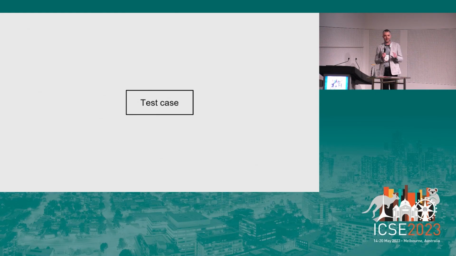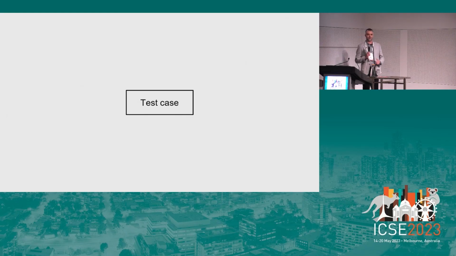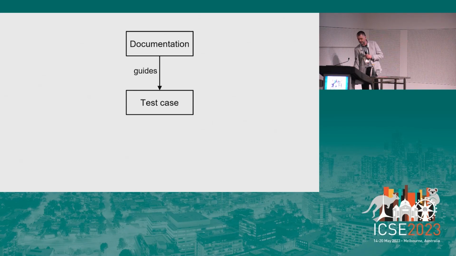So unsurprisingly, at the center of all of this, we have the test case. What's a test case? You all know this already, of course. It describes a set of inputs and a list of expectations, provides the inputs to the program under test, and compares the output against the expected behavior. So then the question we had for this work is, where does this test case come from? How do developers make up this test case? And we're basically looking at 3 different sources.